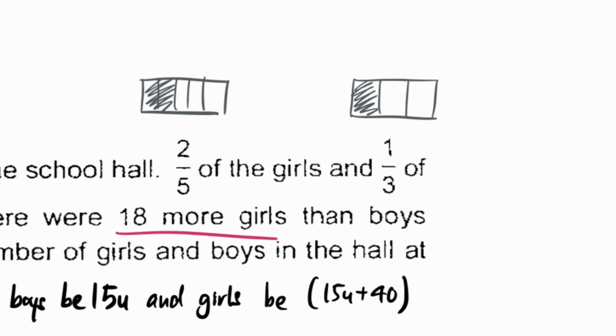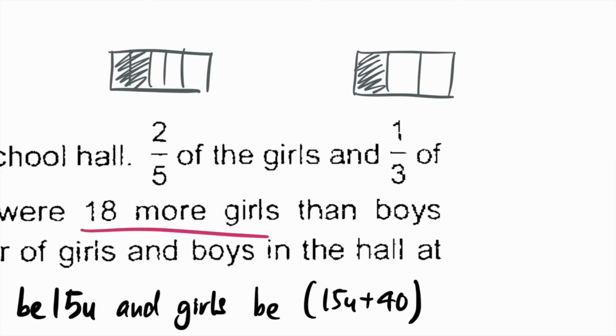Now, come with me on this, right? Okay, 2/5 of the girls left the hall. How would you normally show that with a model? You would draw 5 units and shade 2 units to show that they left, right? Gone, no more. Next, 1/3 of the boys left. You would draw 3 units, shade 1 unit, gone.